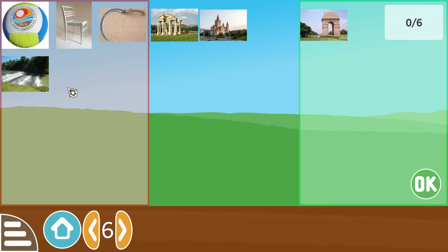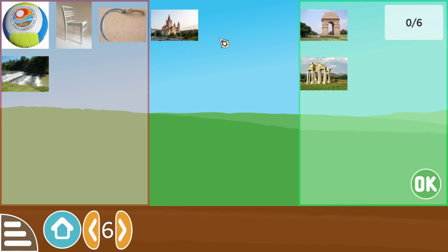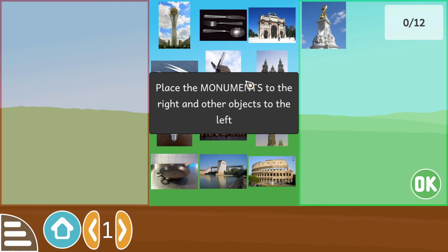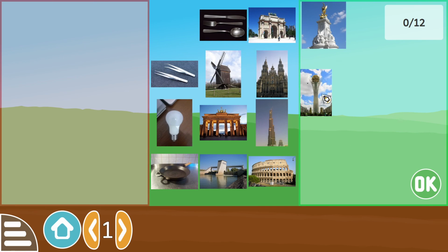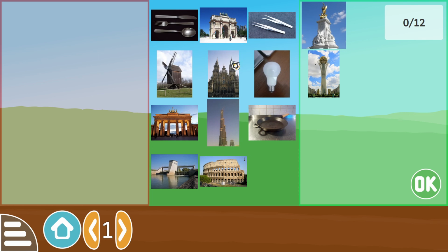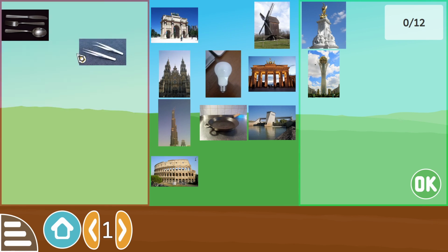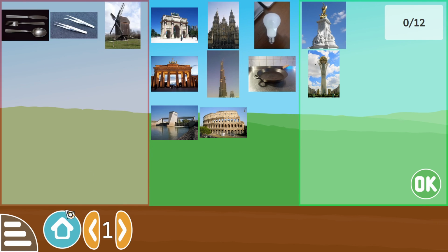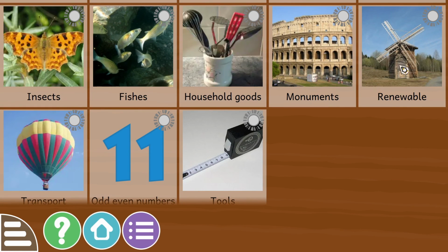It looks to be a weir. So you've got water up here that gently flows down onto another one. But these two look to be monuments, big important buildings, like one of a kind. So the cutlery, tweezers again, windmill. We're back to the beginning, so I'll skip out of that one.